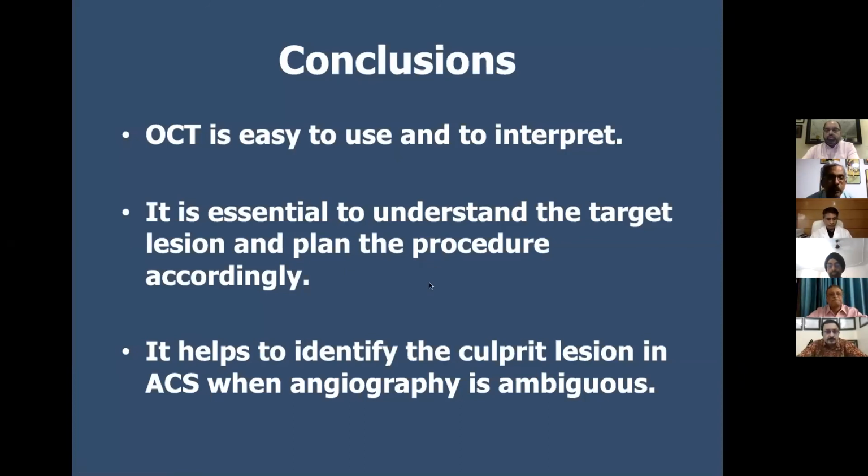Okay, so I think what we can do is go on to the next lecture so that we can take the questions at the end. So maybe we can go on to the next speaker. Thank you, Nishit, for a nice lecture.